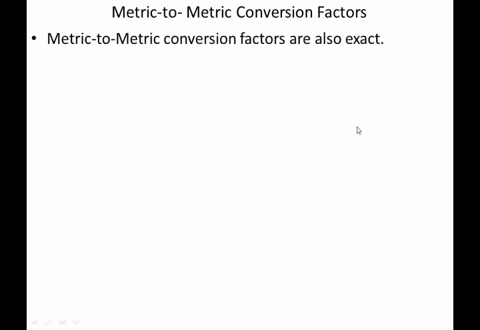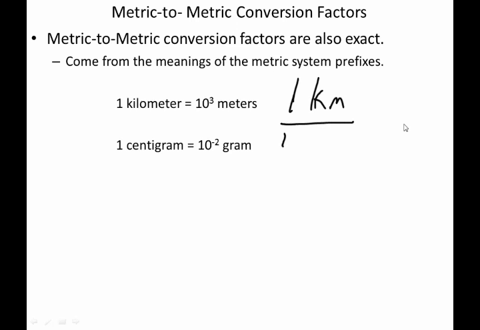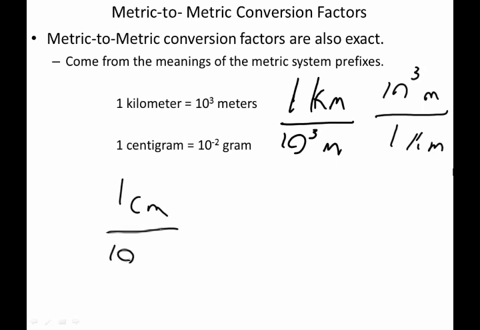Okay. So metric to metric conversion factors are also exact. Now these are what I am going to expect you to know. And this is where we apply the metric prefixes. So this is how I get these conversion factors. So remember from that big chart I showed you before, a kilometer equals 10 to the third meters, equals 1,000 meters. And a centigram, centi means 10 to the negative 2, equals 10 to the negative 2 grams. Therefore, the conversion factors we would make are 1 kilometer over 10 to the third meters, right? Or 10 to the third meters over 1 kilometer. Or 1 centigram over 10 to the negative 2 grams, or 10 to the negative 2 grams over 1 centigram.